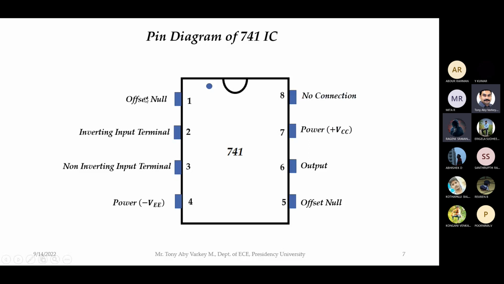Of this, the offset null pins, that is 1 and 5, we will not be using. It has applications, but we will not use it entirely for our course. We will be using pin number 2, 3, 4, 6, and 7. Pin number 2 and pin number 3 are the input terminals. Pin number 6 is the output terminal. Pin number 7 is where you supply the positive voltage, and pin number 4 is where you supply the negative power supply. Is it clear?